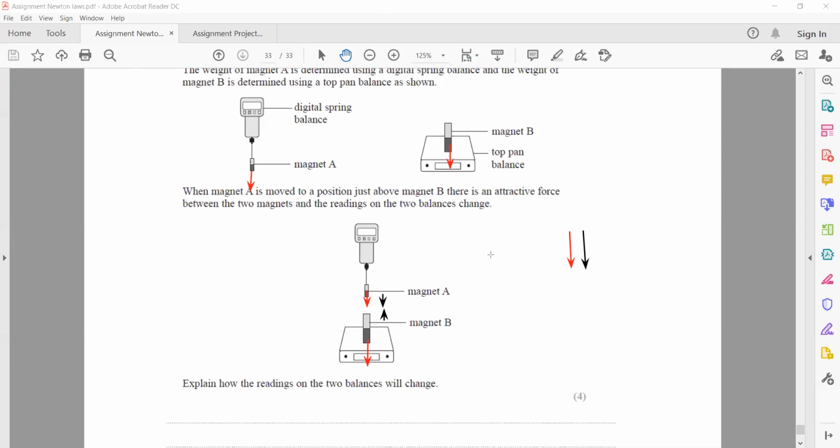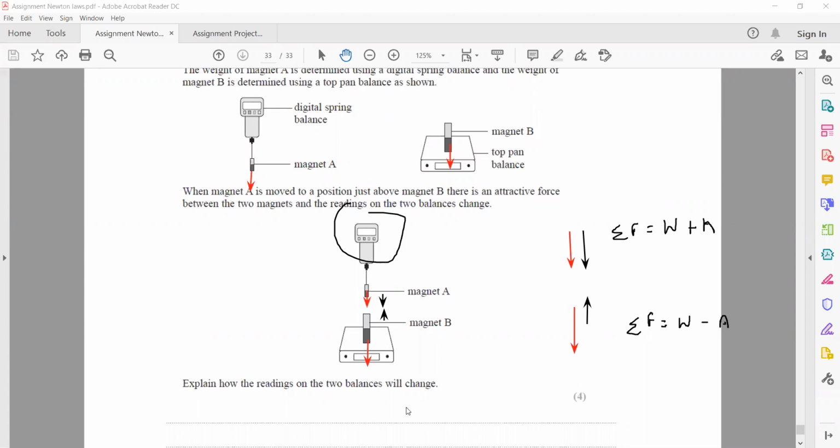But for magnet B, the weight is acting down, then the attractive force is acting up. So weight minus attractive force gives the resultant force, because here the resultant force is due to the difference of weight and attraction. And for magnet A the resultant force is equal to the sum of weight and attraction. So the reading on the digital spring balance increases and the top pan balance will decrease. So you will use Newton's law for this.